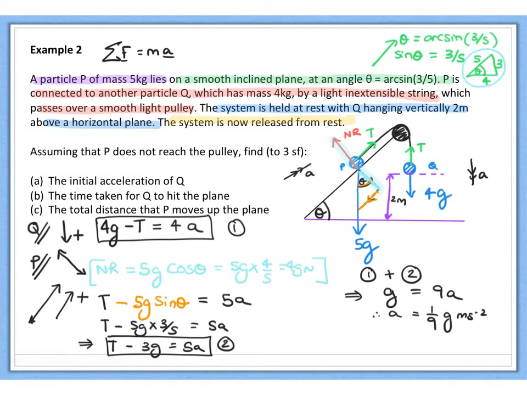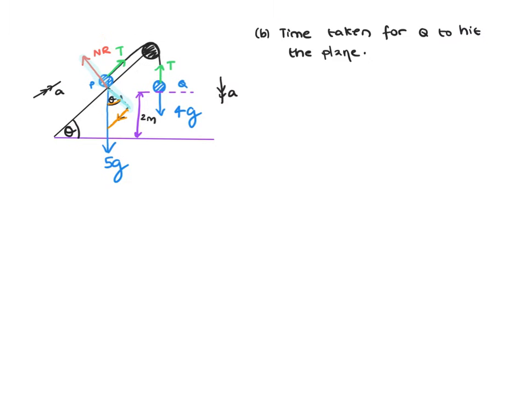We can work that out as a decimal if we wish. We can also substitute back in to find the tension, but we weren't actually asked to do that, so we don't need to do that just yet. So the next part of the question asked us to find the time taken for Q to hit the plane.